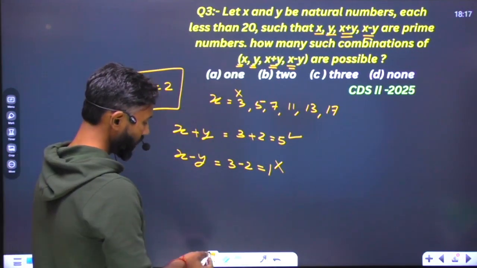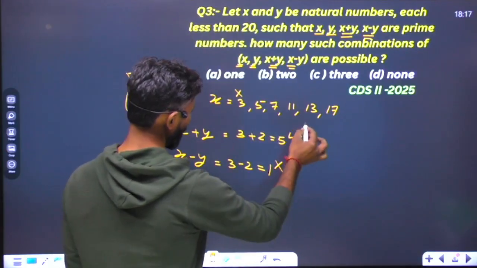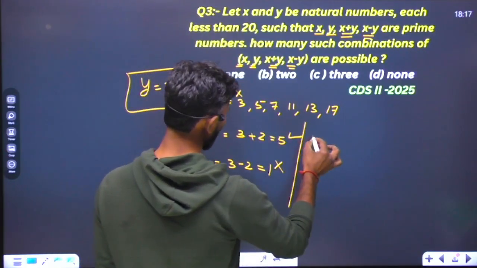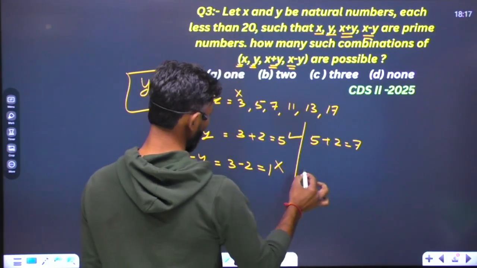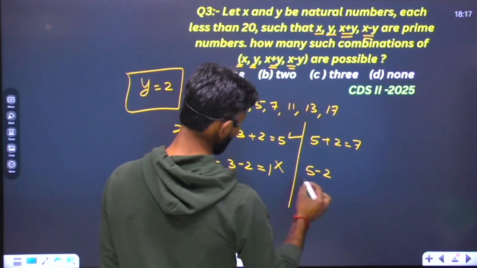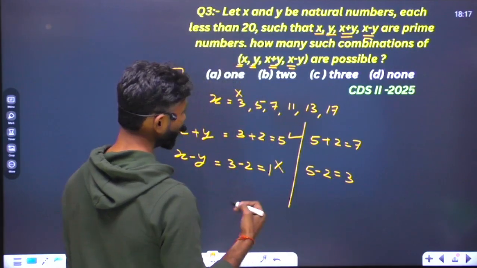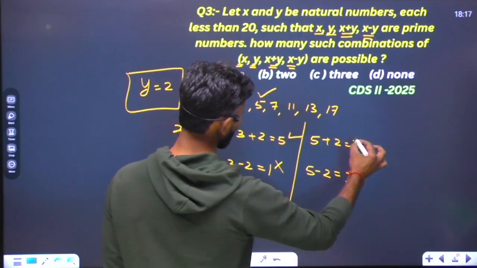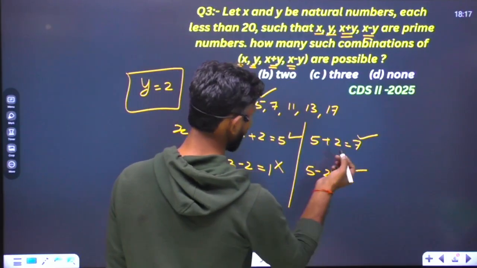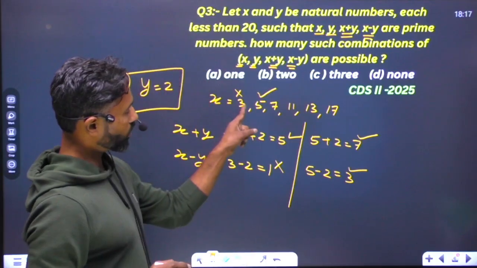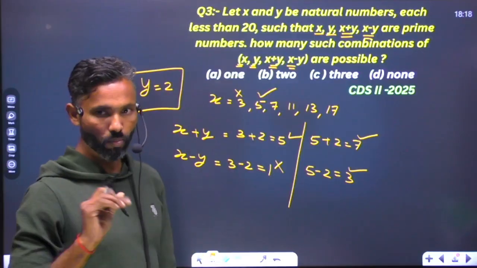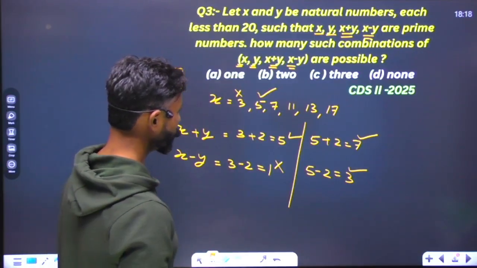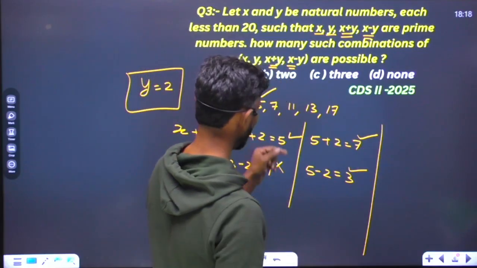Now we are taking the next number, that is 5. If we take 5, x plus y will become 5 plus 2 equals 7. It's good. Now 5 minus 2, it is 3. So here everything is prime. 5 is prime, 7 is prime, 3 is prime and 2 is also prime. So one combination is possible, 5, 7, 3 and 2. One combination is possible. Now we are going to check for 7.